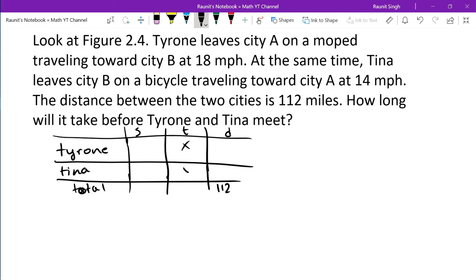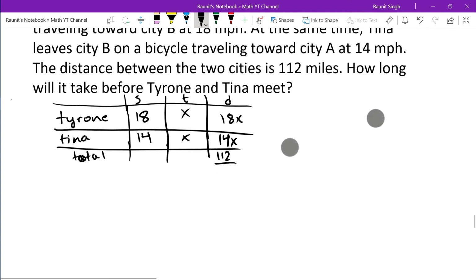Let's put T as x. It should be the same for both because they're going to meet up at one point. So we know the speed for Tyrone is 18, and the speed for Tina is 14. So we're going to get 18x and 14x, and then we need that to equal 112, right?